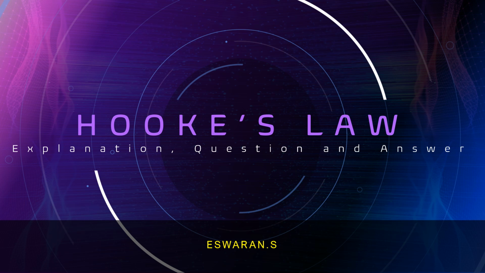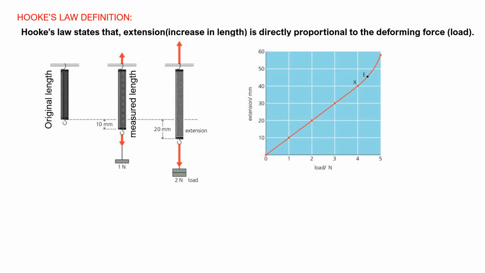In this video we are going to see the explanation of Hooke's law and a few questions with answers about Hooke's law. Let's start. So the definition for Hooke's law is: Hooke's law states that extension is directly proportional to the deforming force or load or weight. Here the deforming force means a force which makes an extension on any object. Extension means increase in length.